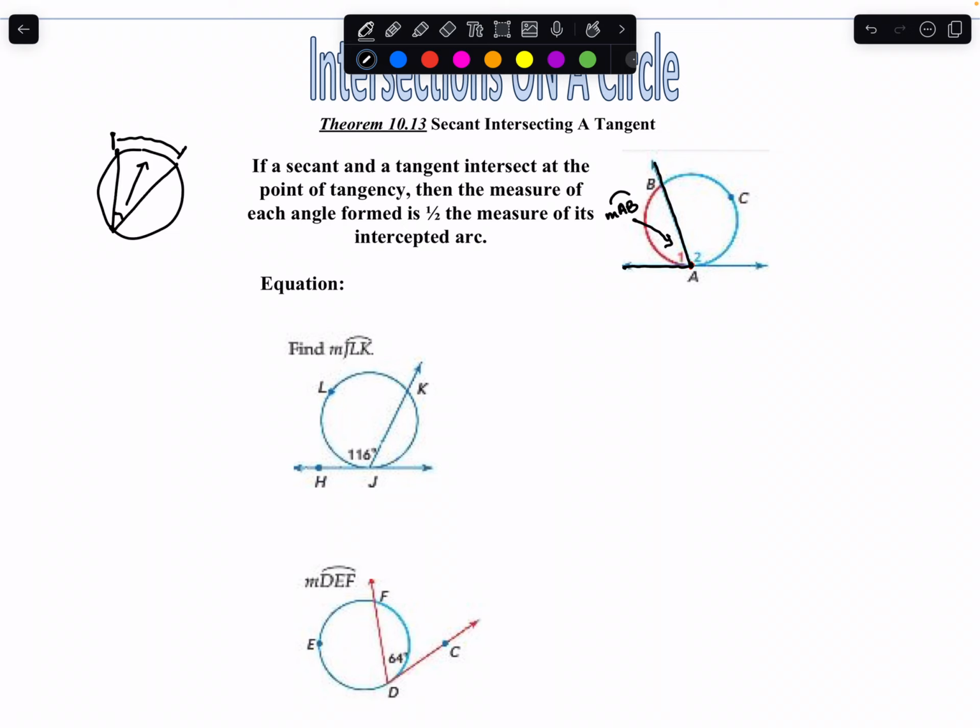I'm going to put this one in red. The measure of angle 1, let's see, 2 times the measure of angle 1 should equal the measure of arc AB.